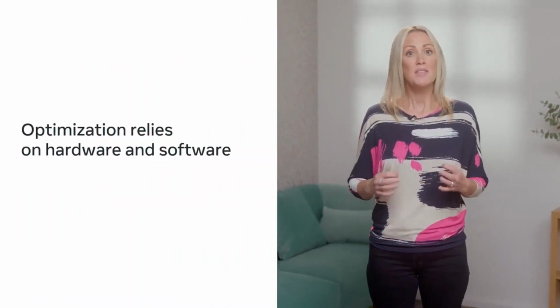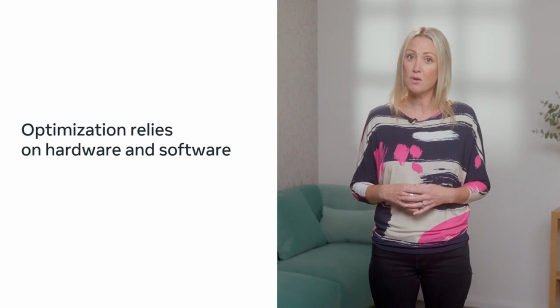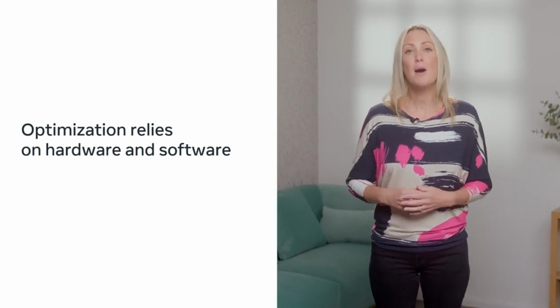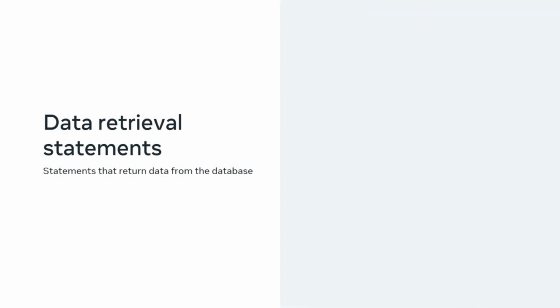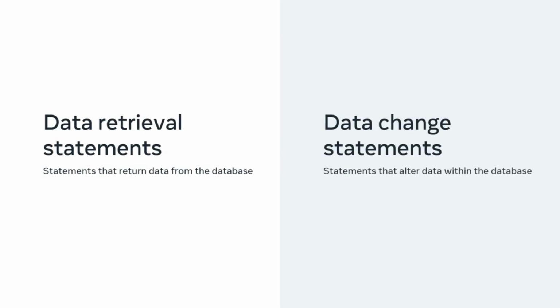It's also important to note that database performance depends on hardware and software. In this lesson, you'll focus on optimizing queries using MySQL software. At this stage of the course, you've encountered a lot of different kinds of SQL statements. These SQL statements can be divided into 2 categories. Data retrieval statements, which return data from the database, these are also known as select statements, and data change statements, used to alter data within the database, like insert, update, and delete. Both types of statements require different kinds of optimization. Later in this module, you'll explore optimization techniques in detail, but for now, let's look at the basics.